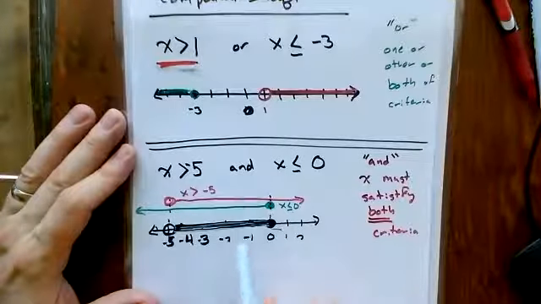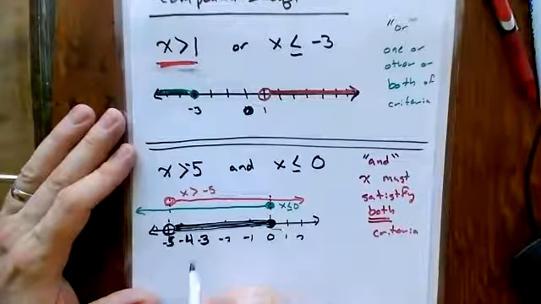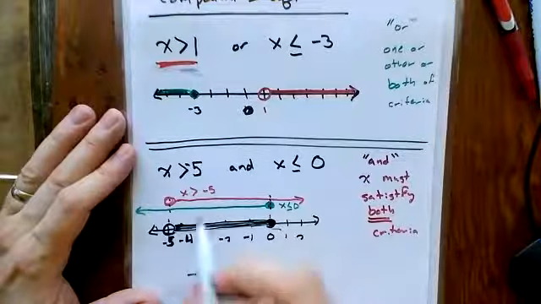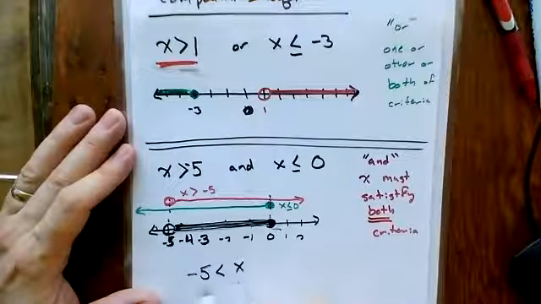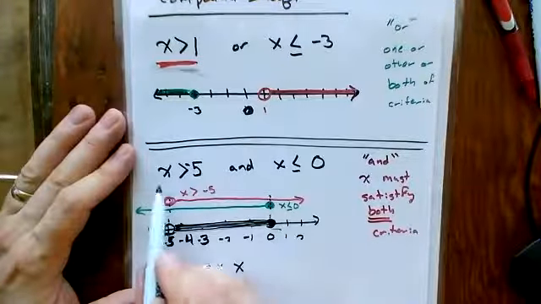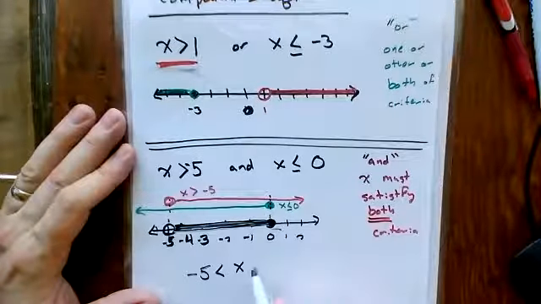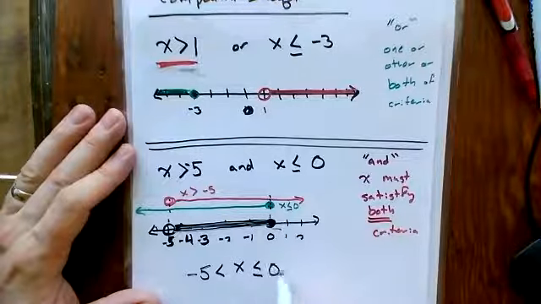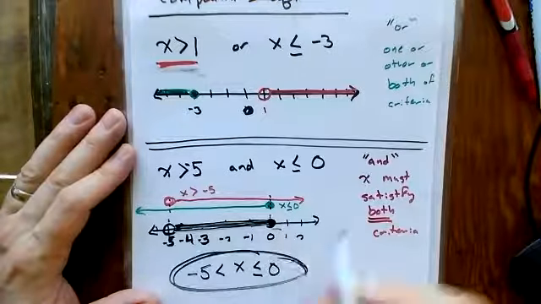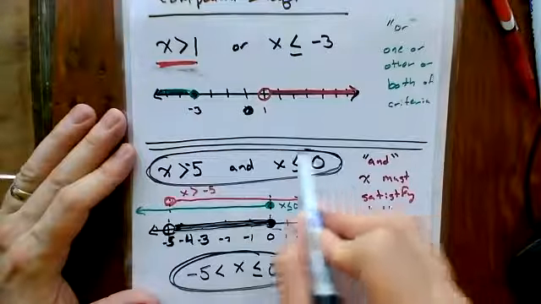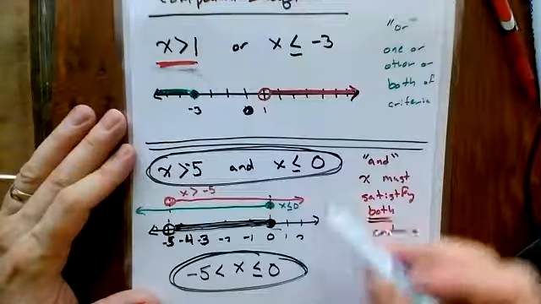If we see an "and," we could also do this. I could say -5 is our lower boundary, so x is greater than -5, and it could be less than or equal to 0. So these two statements mean the same thing.